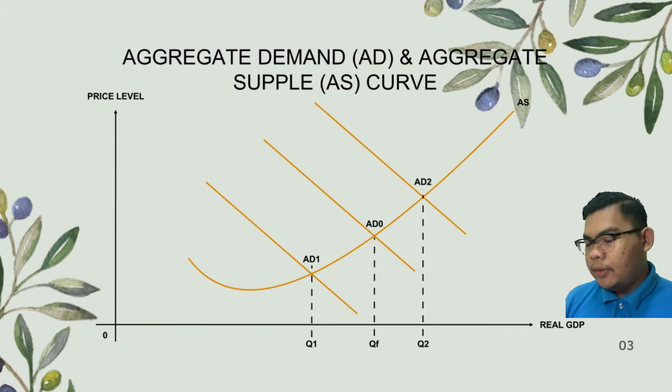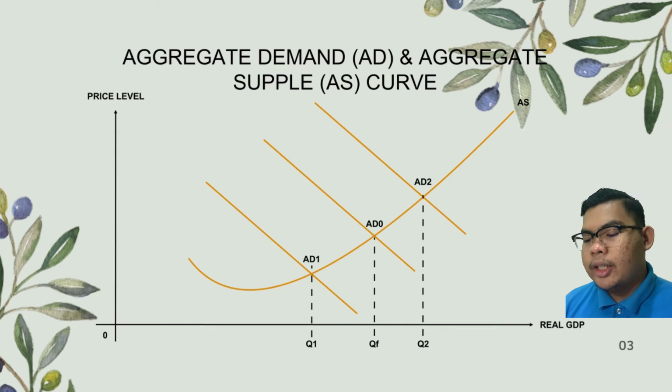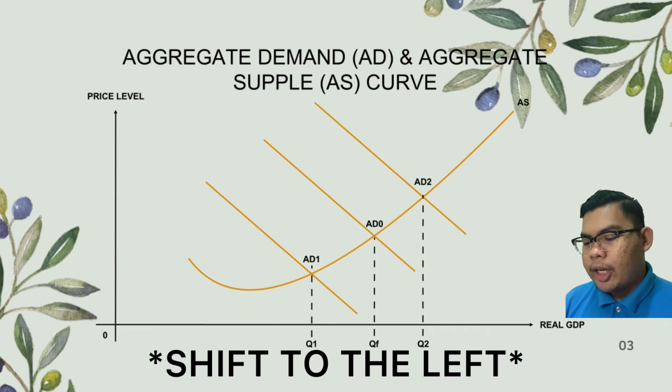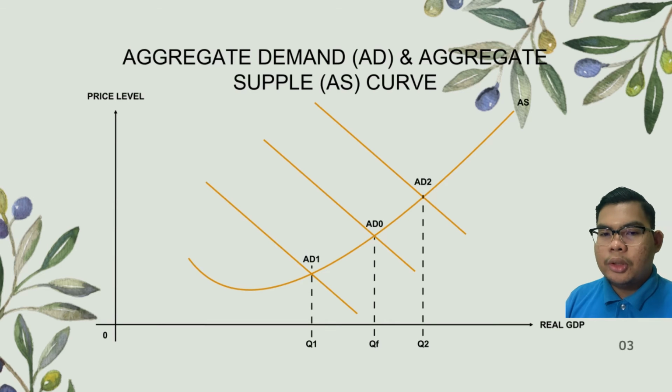You can refer to the textbook, page 371, from aggregate demand curve AD0 to aggregate demand curve AD1. This curve shows the aggregate demand curve shifting, and it causes QF to shift to Q1.